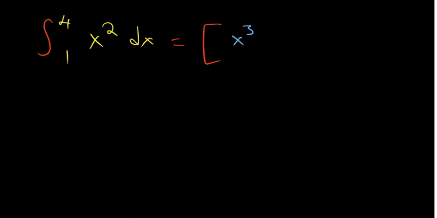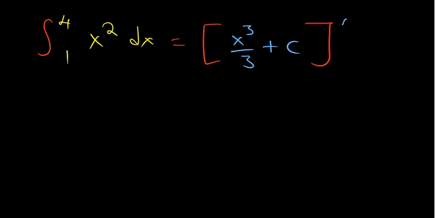Consider a case where we have 4 and 1 as the limits, and then x squared. Of course this is with respect to x. The first thing that you want to do is basically determine the integral. So the integral is going to be, increase the power by 1, so it will be the power 3 divided by 3, and then of course we will just add a constant c. Okay, so don't forget the limits.